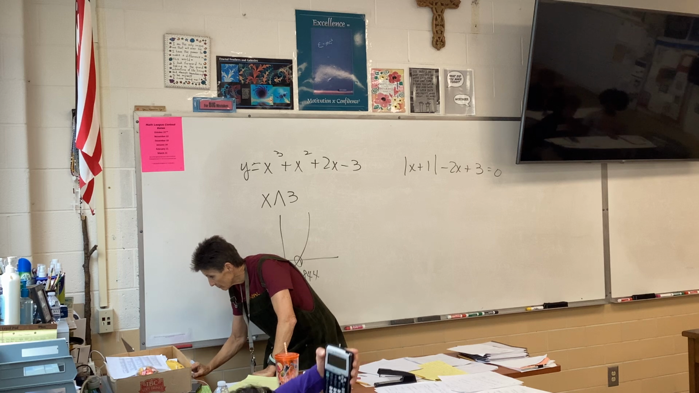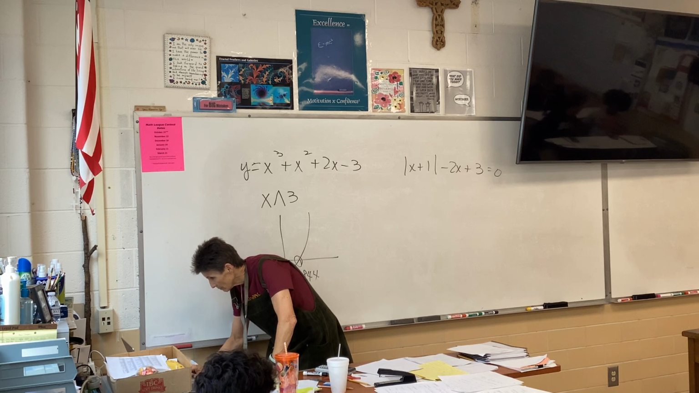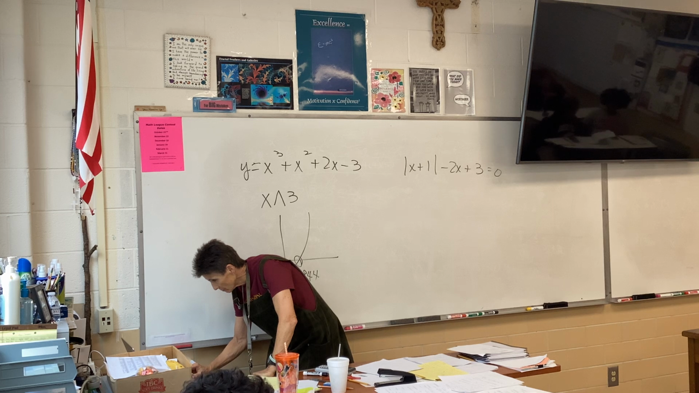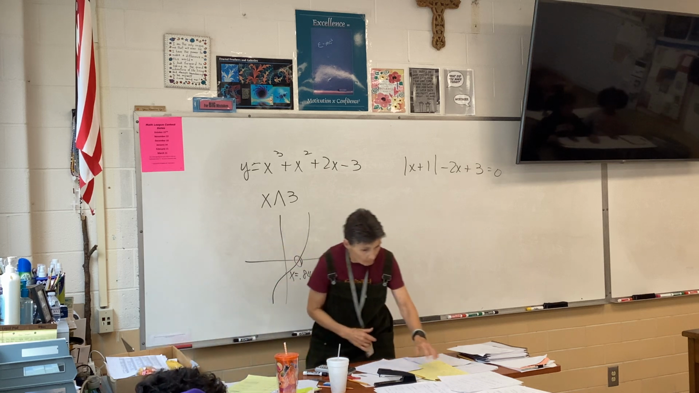Yeah, absolute value. And then it's next one. Got it, JB? x squared. Minus two. You got it? Minus x squared.